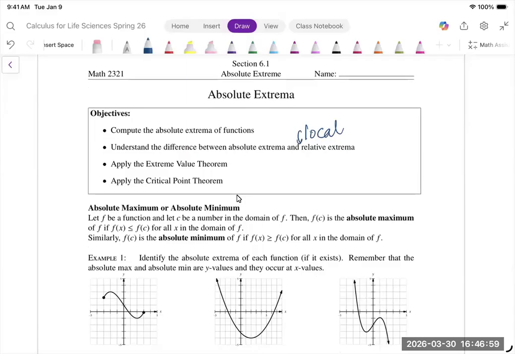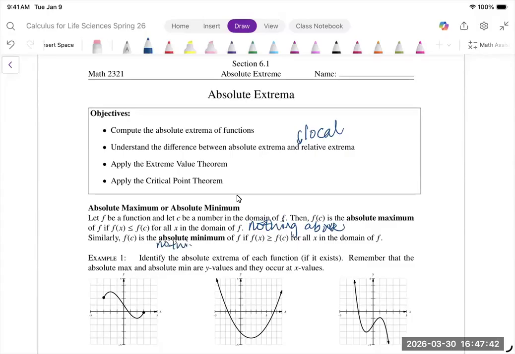But absolute max or absolute min. Again, absolute should be a hint, right? Like the most, the least. Let f be a function and let c be a number in the domain of f. Then f of c is the absolute maximum if f of x is less than or equal to f of c for all x in the domain. Basically, it's the tallest, okay? There's nothing above it. There might be equal to, but not above. And then the same thing, but below.